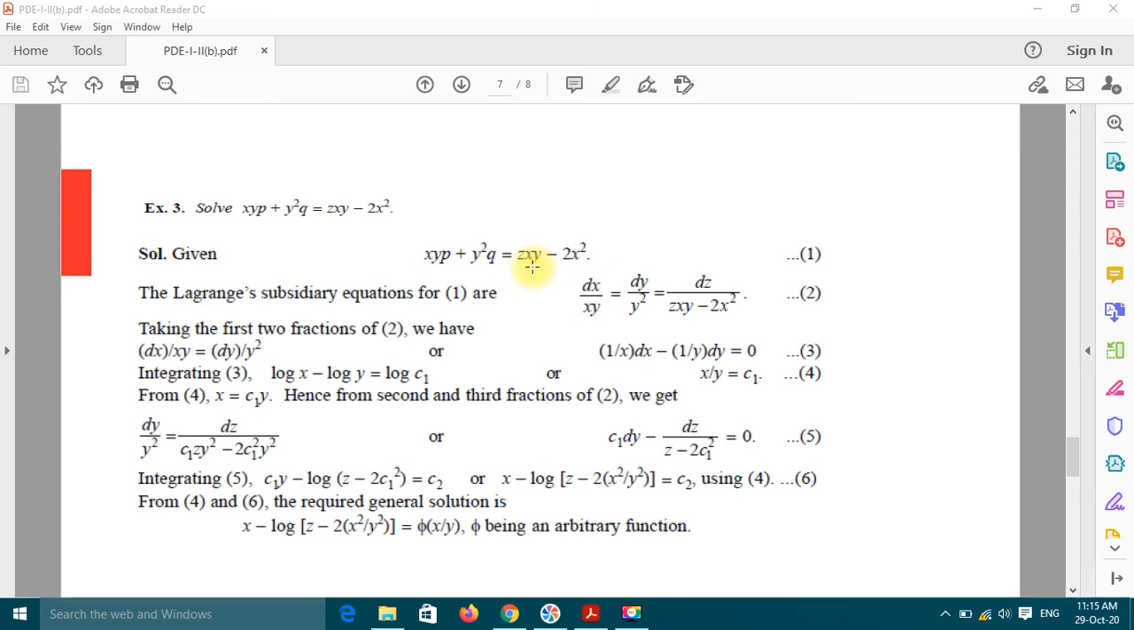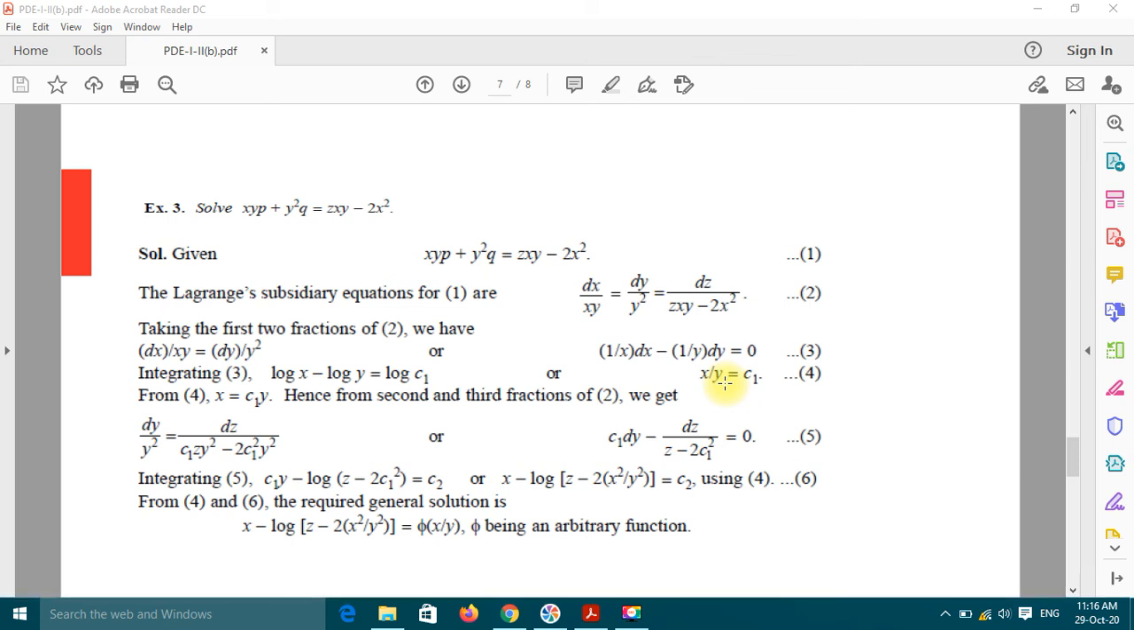Now the Lagrange's subsidiary equation or auxiliary equation is dx/P = dy/Q = dz/R. So dx/(xy) = dy/y² = dz/(zxy − 2x²). Now we take the first two fractions, dx/(xy) = dy/y². Then we simplify it, we get (1/x)dx − (1/y)dy = 0. Now integrate it, then we get log x − log y = log c1, meaning x/y = c1. Okay, means x = c1 y.